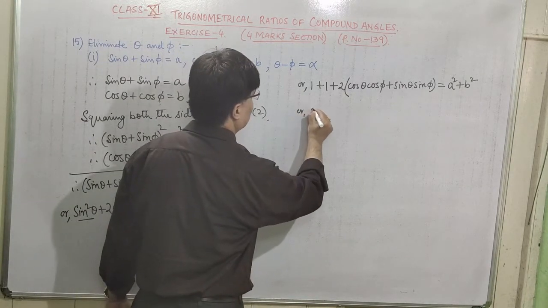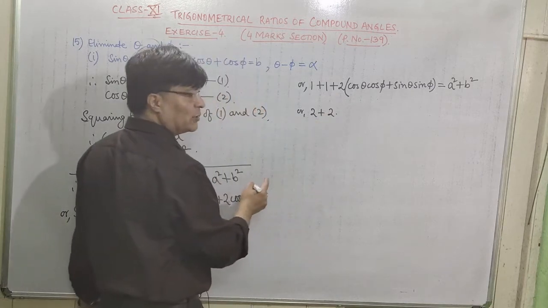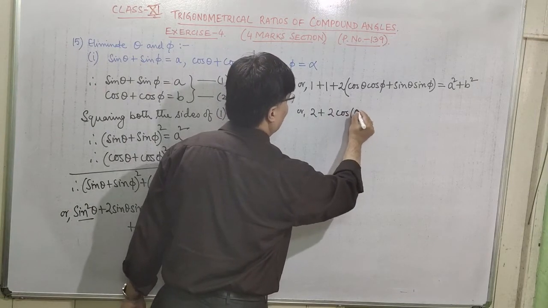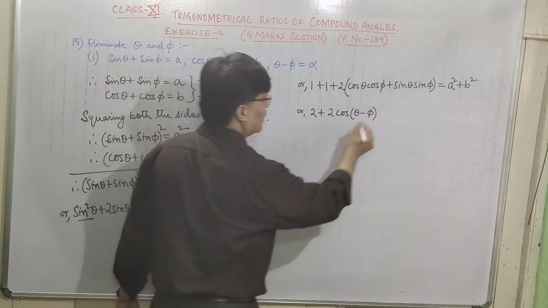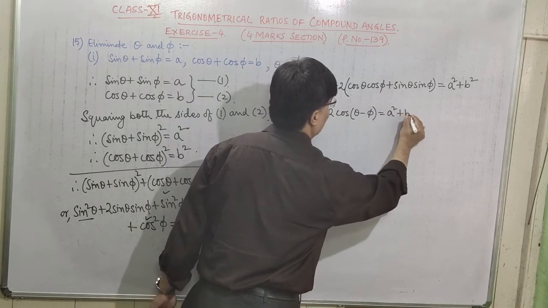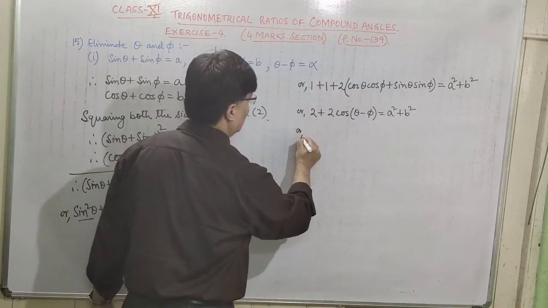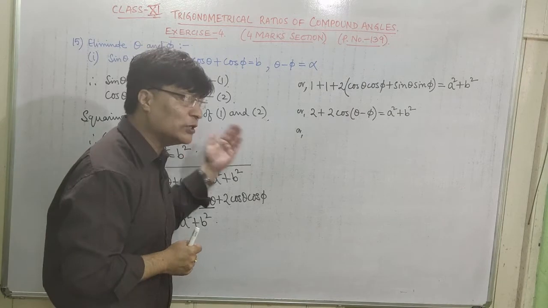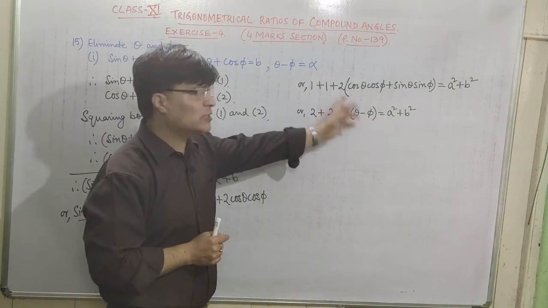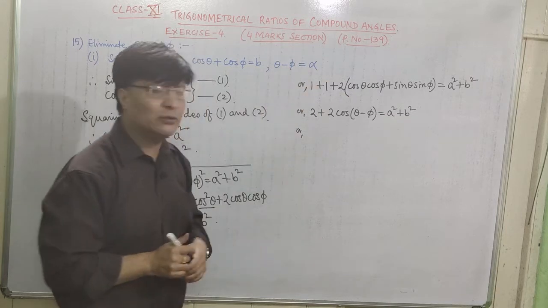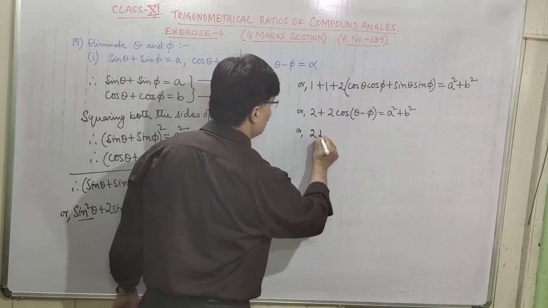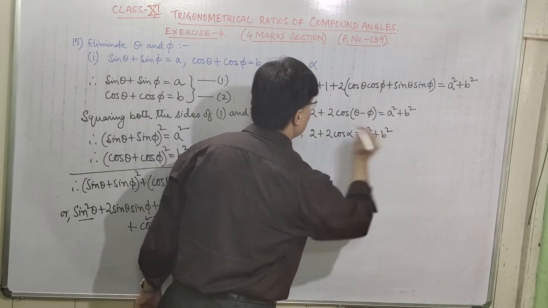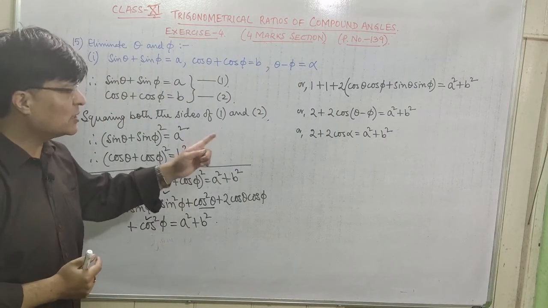So this is 1 plus 1 is 2, plus 2 into, what is the formula that you can use here? Cos a cos b plus sin a sin b is cos of a minus b, that is theta minus phi, which is equal to A square plus B square. Now you can put the value of theta minus phi from the question. Theta minus phi is equal to alpha. So it is 2 plus 2 cos alpha is equal to A square plus B square. So this is the answer.